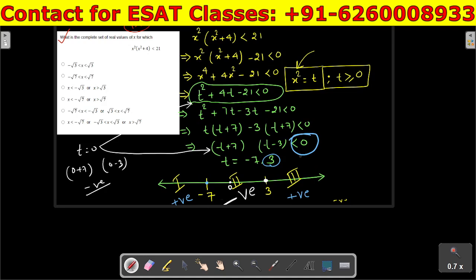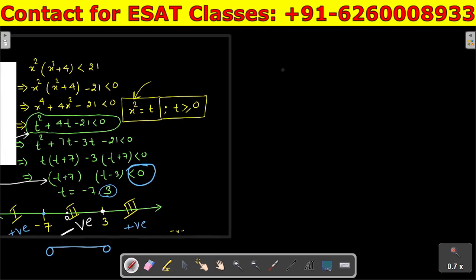Between minus 7 to 3. We don't have to include 0, so we will not include minus 7 and 0. So my answer should lie between minus 7 to 3. So let us write the conclusion here. We are saying that our t should lie between minus 7 to 3, right?